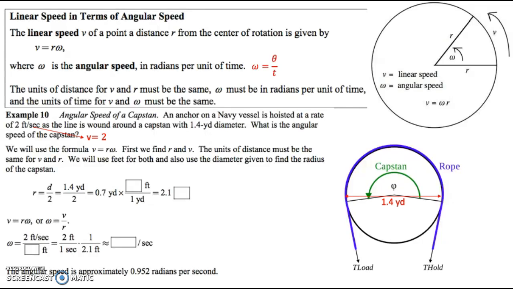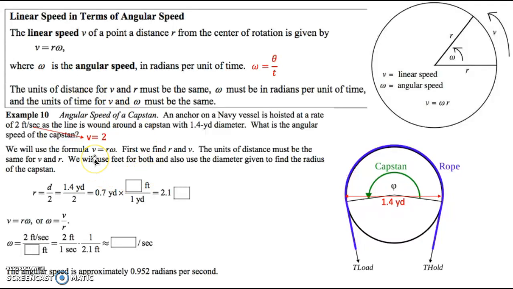We do know some information. We do know the linear speed. It says it's hoisted at a rate of 2 feet per second. So we know the v. We know the linear speed at which it's moving. We also know the diameter of our capstan, but we have to be careful. We're looking for the radius with our formula. So we are given the diameter, and we'll need to find the radius. Further, we're looking for angular speed, so we are also trying to solve for w. Okay, so keep all those in mind.